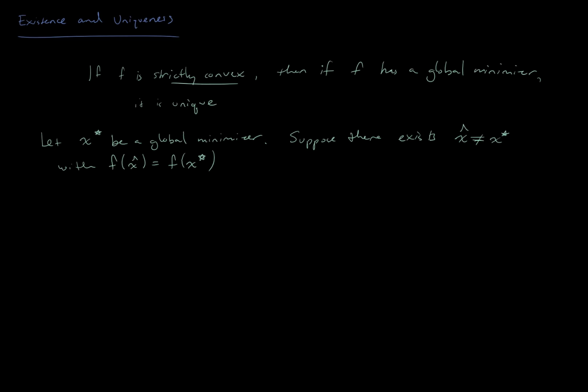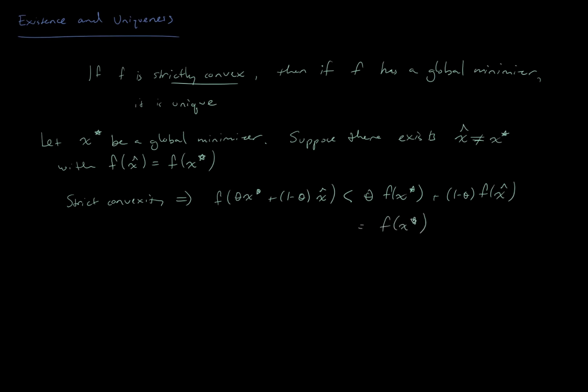So in particular, if you have strict convexity, you know that f of theta times x star plus 1 minus theta x hat has to be less than theta times f of x star plus 1 minus theta times f of x hat. And remembering that f of x hat is equal to f of x star, this is just equal to f of x star. So strict convexity actually tells you that for any possible theta along this line, you'll actually achieve a lower value on your objective function than what you had at x star, which is a contradiction since we assumed that x star is a global minimizer.